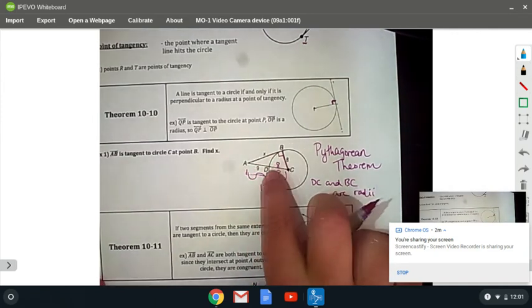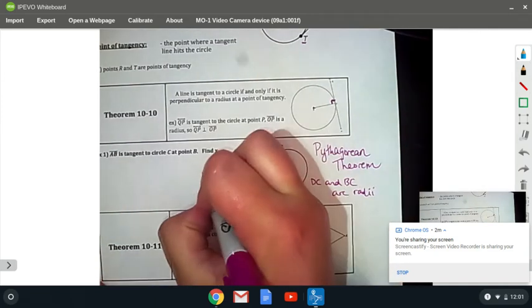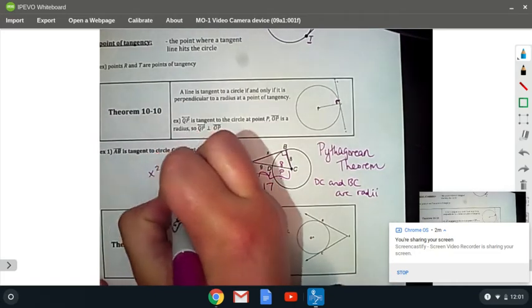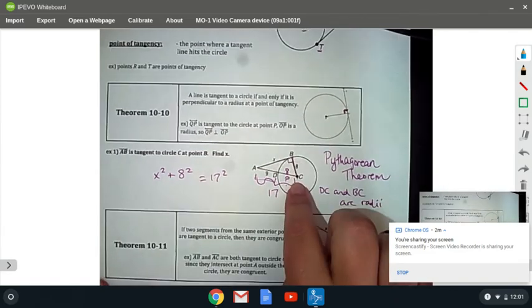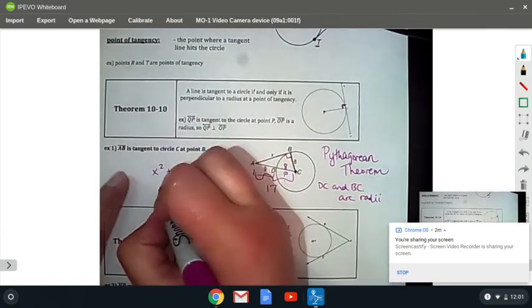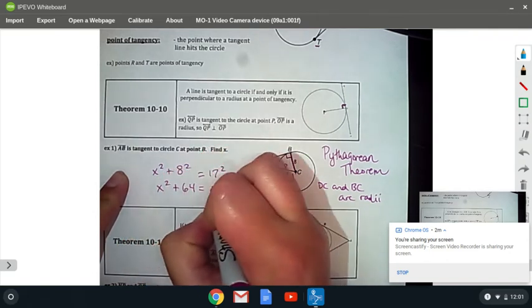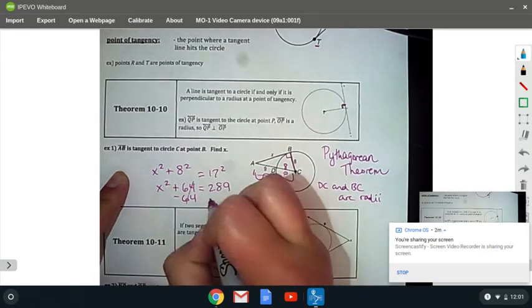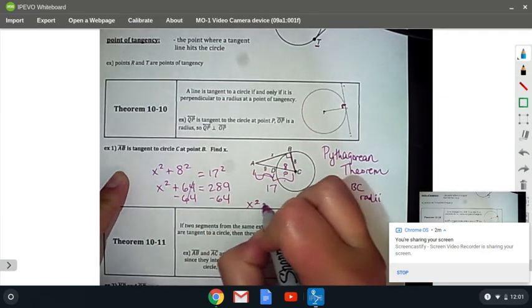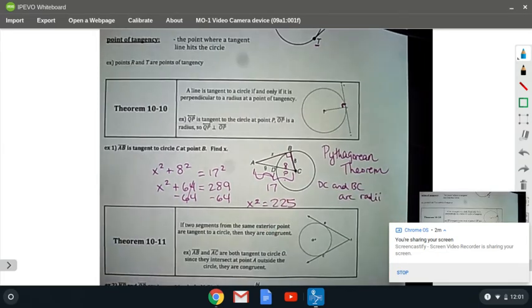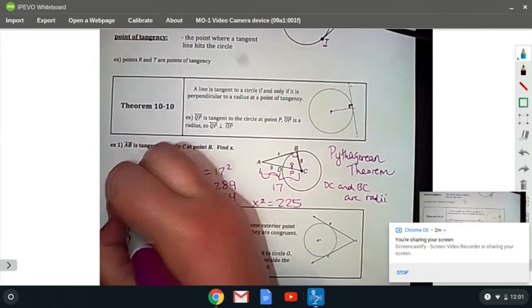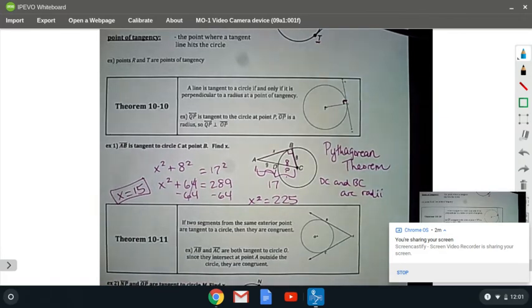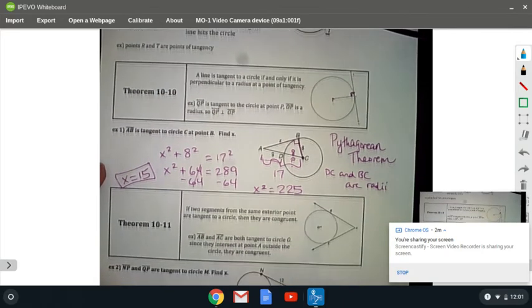Across from the right angle is your hypotenuse, so that's our 17. That should be on that side of the equal sign. Then we have x squared plus 8 squared as my two legs. I know that 8 squared is 64 and 17 squared is 289. Then I'm going to subtract 64. I get x squared equals 225. If I take the square root of both sides, I get that x is 15. So I've now found that x is 15. I'm all set with that problem.